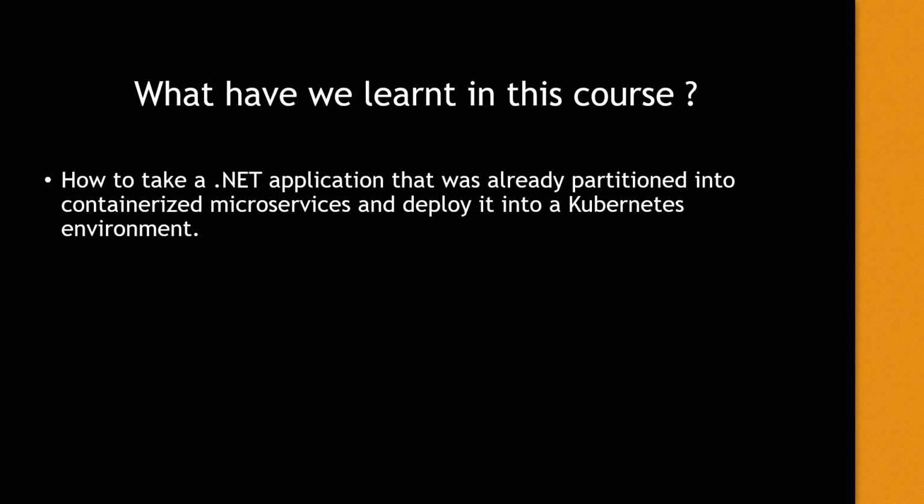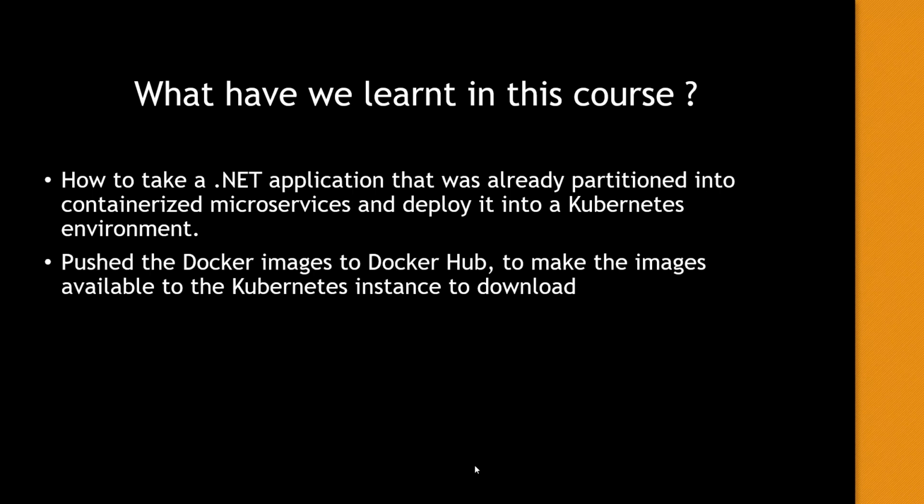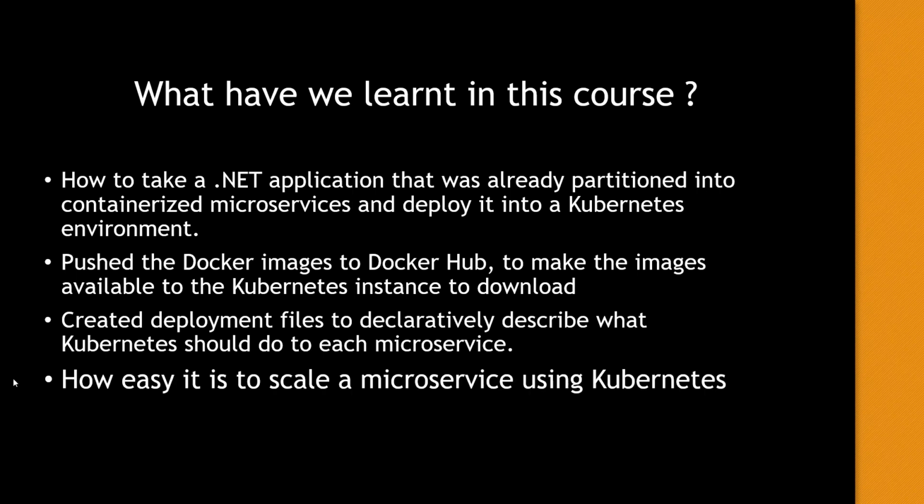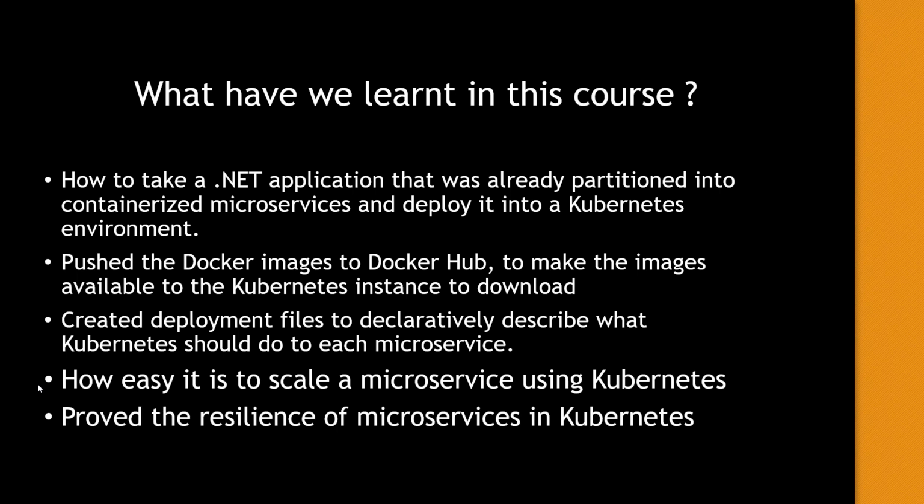And what have we learned in this course? To recollect, we have learned how to take a .NET application that was already partitioned into containerized microservices and deploy it into a Kubernetes environment, and push the Docker images to Docker Hub to make the images available for the Kubernetes instance to download. We created deployment files to declaratively describe what Kubernetes should do for each microservice, and saw how easy it is to scale a microservice using Kubernetes, and proved the resilience of microservices in Kubernetes.